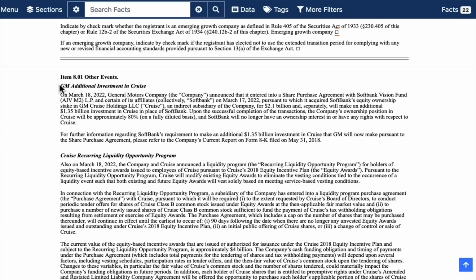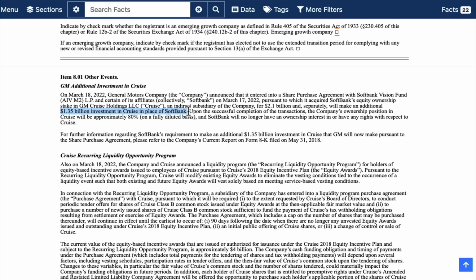The first one, additional investment in Cruise. General Motors has bought out SoftBank. They've entered into a share purchase agreement to buy out their share, and they're going to pay $2.1 billion for SoftBank shares. And SoftBank was going to make an additional investment, and since they're taking SoftBank out, they will make the additional investment of $1.35 billion in place of SoftBank. So that is a cash outflow of $3.45 billion that is going to occur.